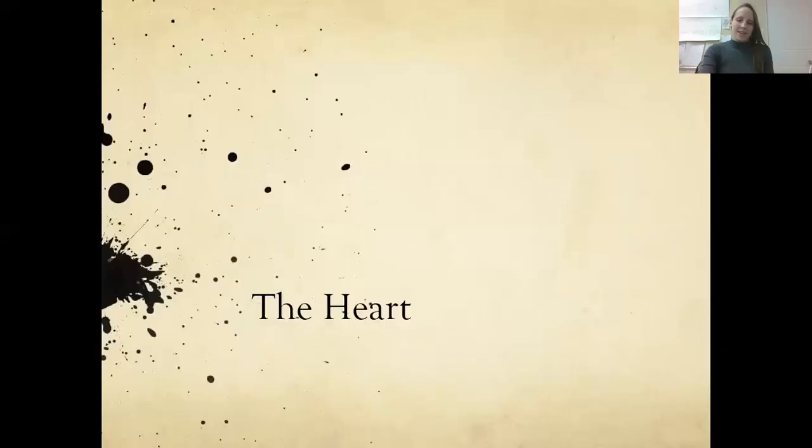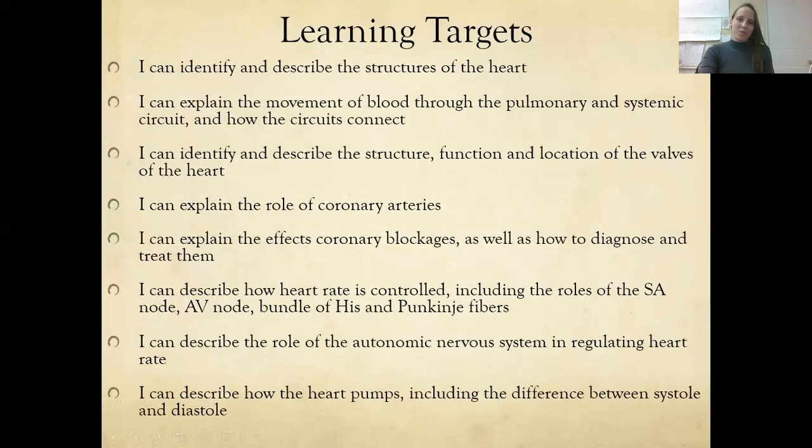So in the last lesson, we talked about blood vessels, and we started going over some of the blood vessels that are attached to the heart, things like the vena cava and the aorta. We are now going to learn about all of the different structures of the heart and how they function today. So for this lesson on the heart, we're going to be going over all of the different structures of the heart, how the blood moves through the pulmonary and systemic circuits, and how they connect to one another.